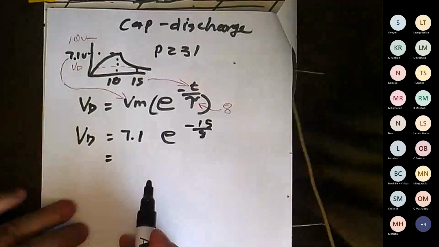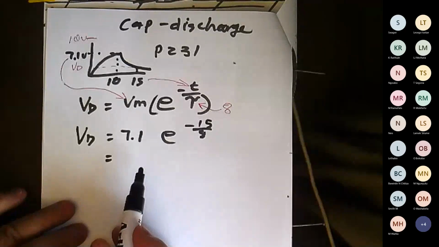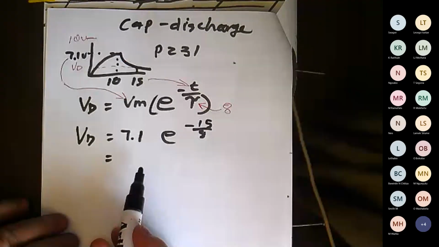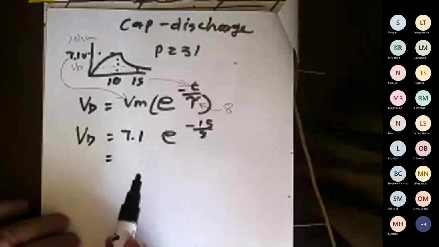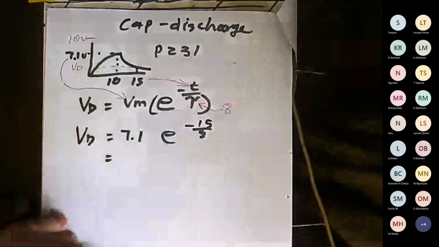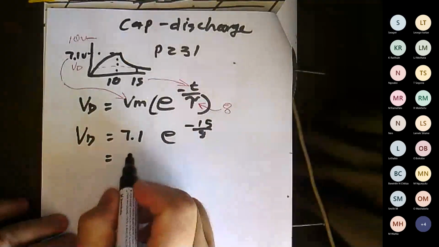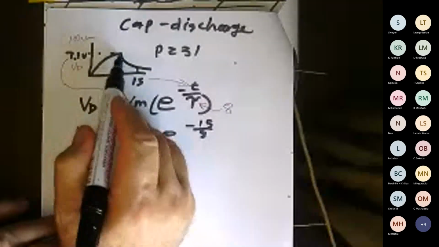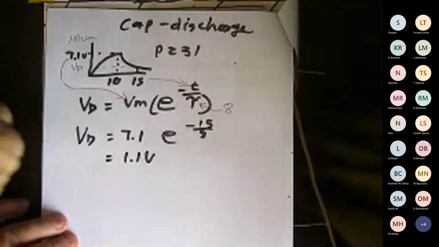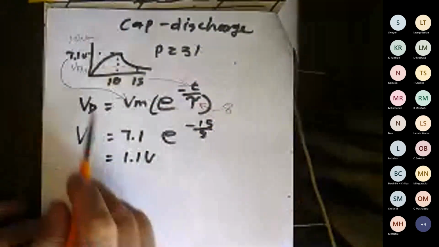What will it be? I don't have my calculator, so I expect you to do it. Give me the answer. The first guy with the answer, King, I will email it. What's your name? Swagger says it's 1.1, eh? There it is. So it's 1.1 volt. We discharged now to a lower voltage and it reached 1.1 volt.